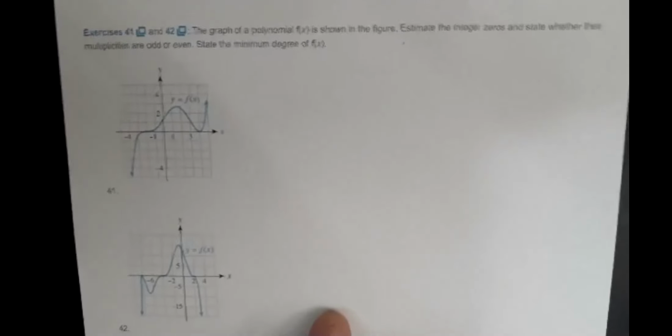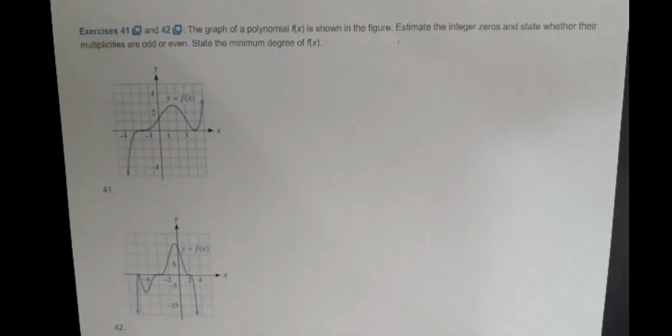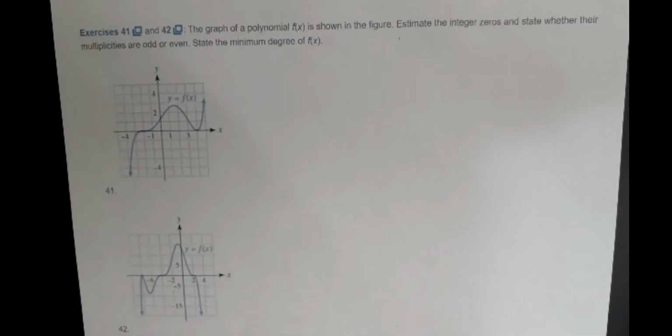So the graph of polynomial is shown here. Estimate the integer zeros and state whether the multiplicities are odd or even. State the minimum degree of f of x. So here it sounds like they're just dancing around that. I think I went out of order a little bit, didn't I? Yeah, I went a little bit out of order. So I went 45 and then I skipped to 47. Now we're going back to 41, 42.